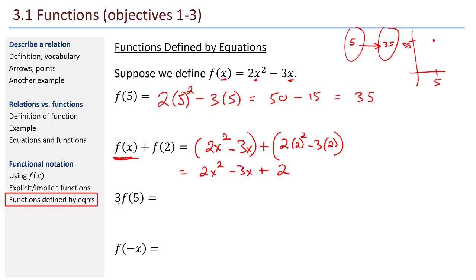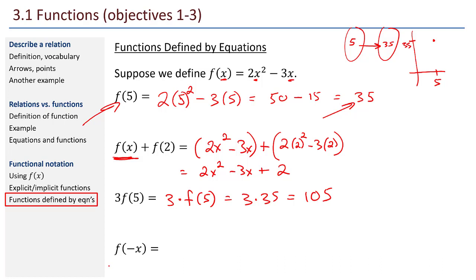Now what about this, 3f of 5? Well, that's just 3 times f of 5. Well, I'll make it explicit. 3 times, well, maybe I shouldn't use an x for times since I have an x floating around. 3 times f of 5. f of 5 we figured out earlier. f of 5 is 35. So that's 3 times 35, which is 105.